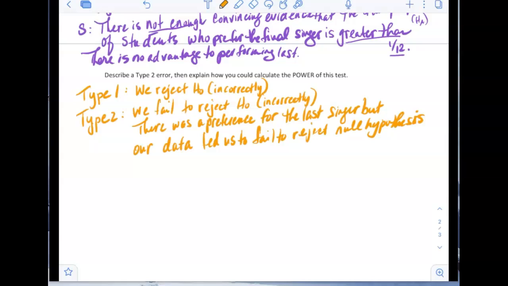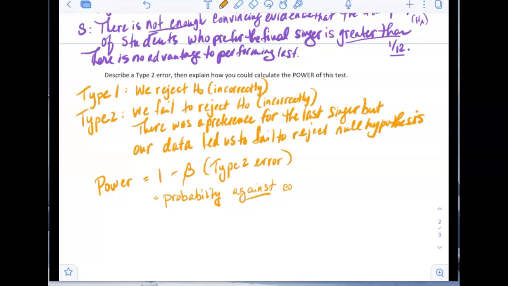And then the last thing we want to bring up today is the word power. And power is an actual calculation. It's 1 minus beta. Remember, beta is a type 2 error. And another way you can think about power, it is the probability against making a type 2 error.